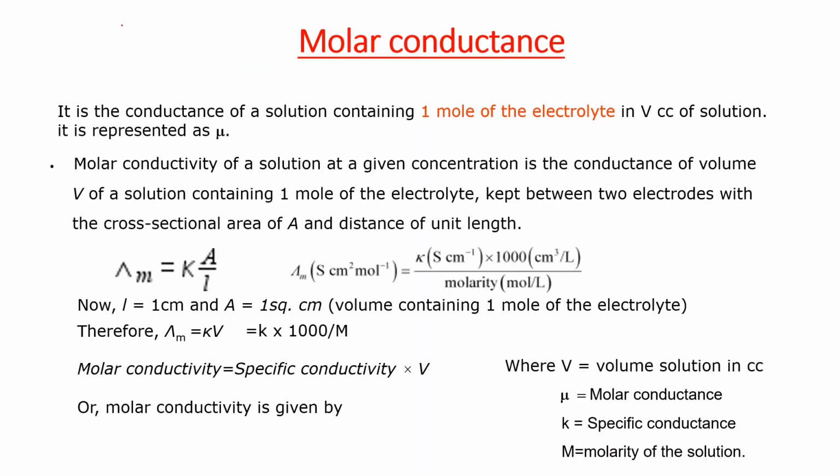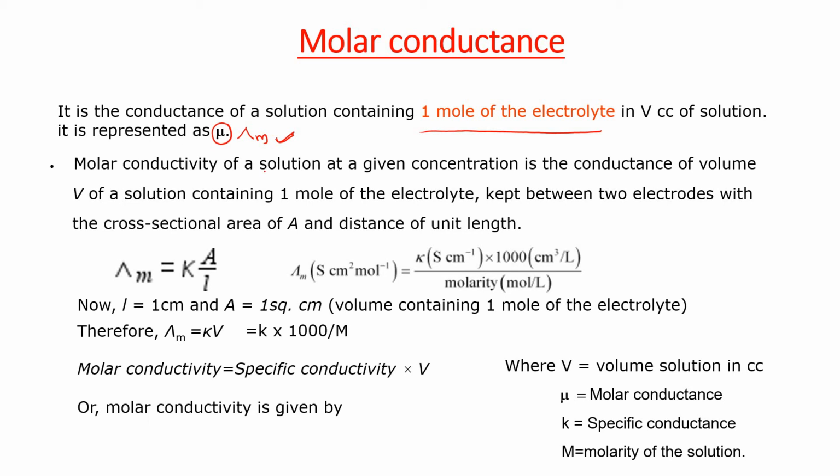Now what is this molar conductance? Very simple. It is the conductance of a solution having 1 mole of electrolyte in a given volume of the solution. It's actually called molar conductivity, shown by lambda m. Otherwise mu also we can use, or lambda m. Generally the current textbook will take lambda m.